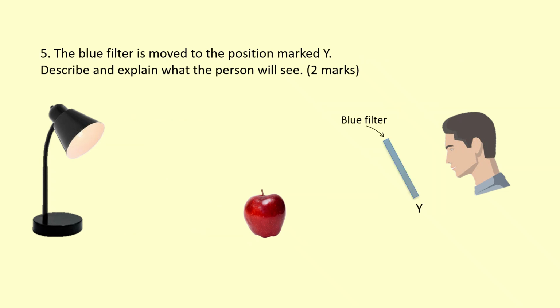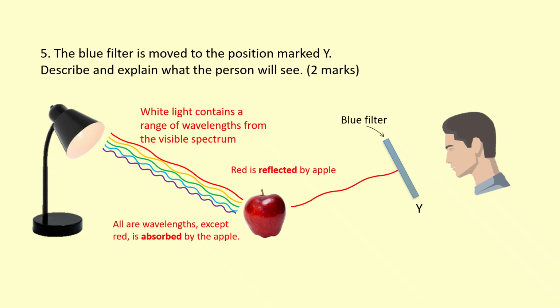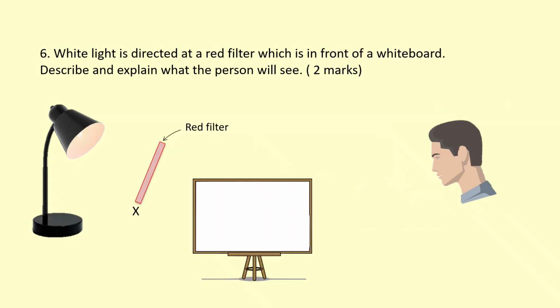Example 5. The blue filter is now moved to the position marked Y. Describe and explain what the person will see. So all the different wavelengths from the visible spectrum are going to be incident on the red apple. The red apple is going to absorb all the wavelengths except the one corresponding to red light, which it's going to reflect. So the red light is getting reflected, and now it's going to try to go through the blue filter. However, remember, blue filters only allow wavelengths corresponding to blue light to pass through. So none of the light is going to be passed through, it's going to get absorbed. So there's no light going to the person's eye, so it will appear black because there's no light there.